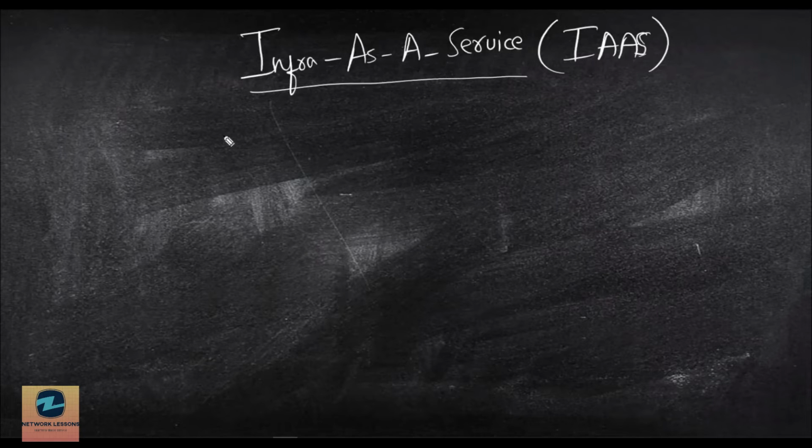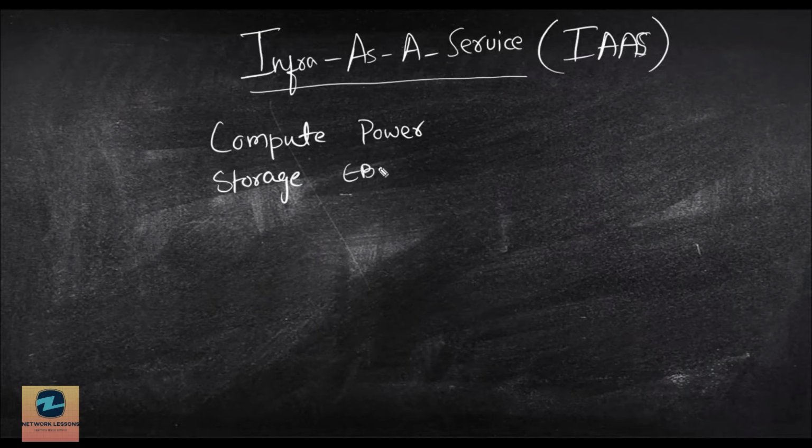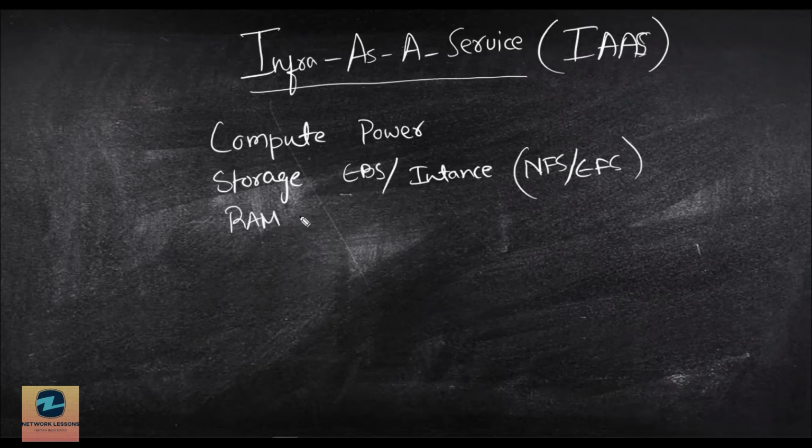For example, you will have the compute power, and you can select whatever number of cores you need. You can have the storage. There are different kinds of storage. You have EBS, you have instance store, you have NFS, which is the network file sharing, which is called EFS in AWS. You can have the memory, which is the RAM, the volatile memory.